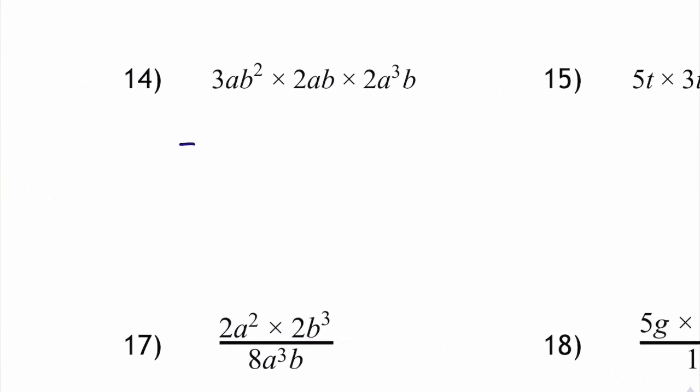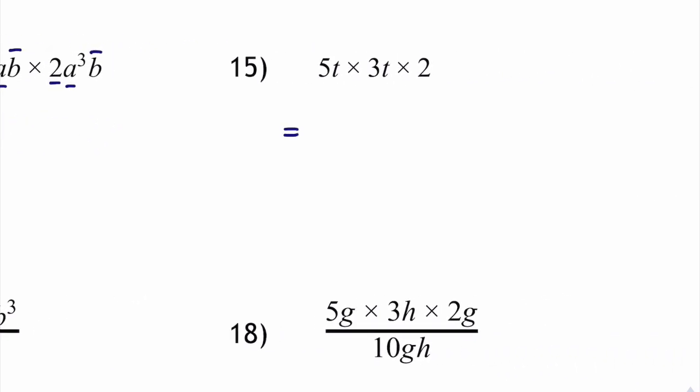Question 14. 3 multiplied by the 2 is 6. 6 multiplied by 2 is 12. Going through alphabetically, looking at the a terms, we've got 1 here, and 3 here. So that's a to the power of 5. Going through for the b terms, 2, 3, and 4. b to the power of 4.